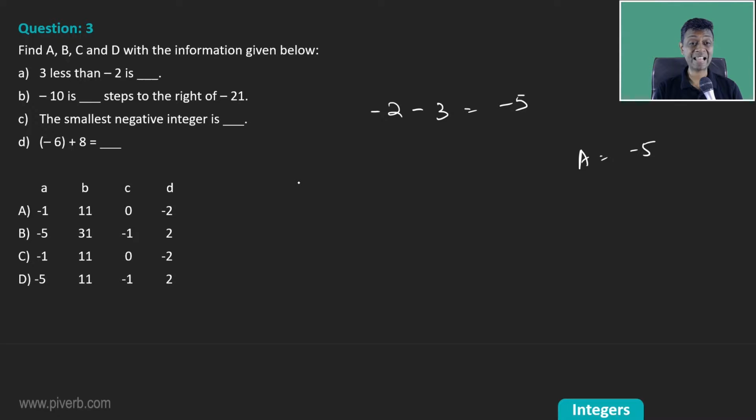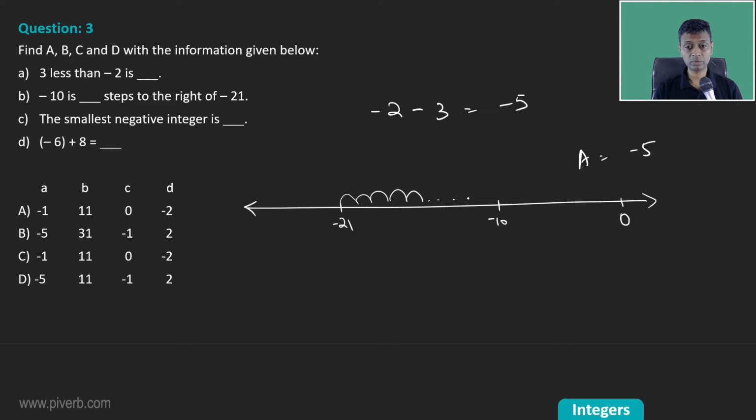Minus 10 is dash steps to the right of minus 21. So we have minus 21 here, minus 10 here, and then 0. So minus 10 is some number of steps to the right of minus 21. From minus 21 we keep adding. If you add 1, you get minus 20. If you add 2, we get minus 19. If you add 3, we'll get minus 18.